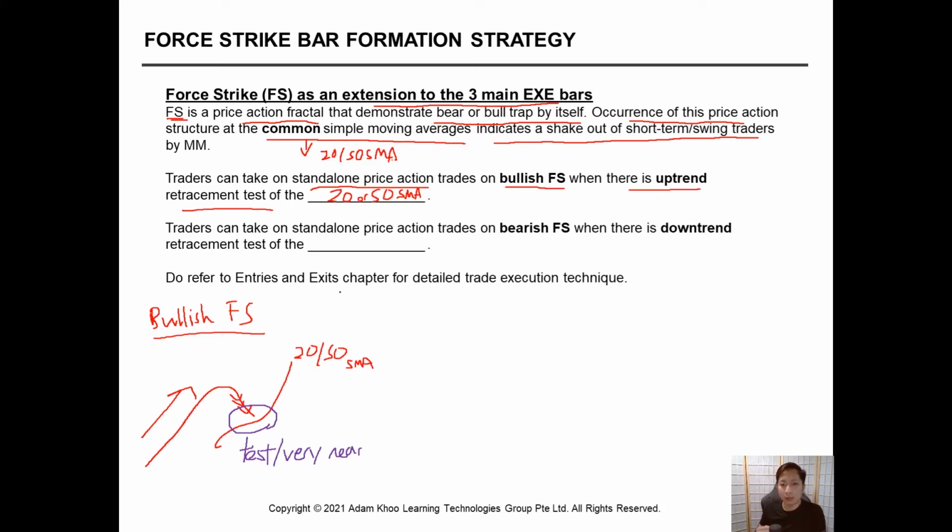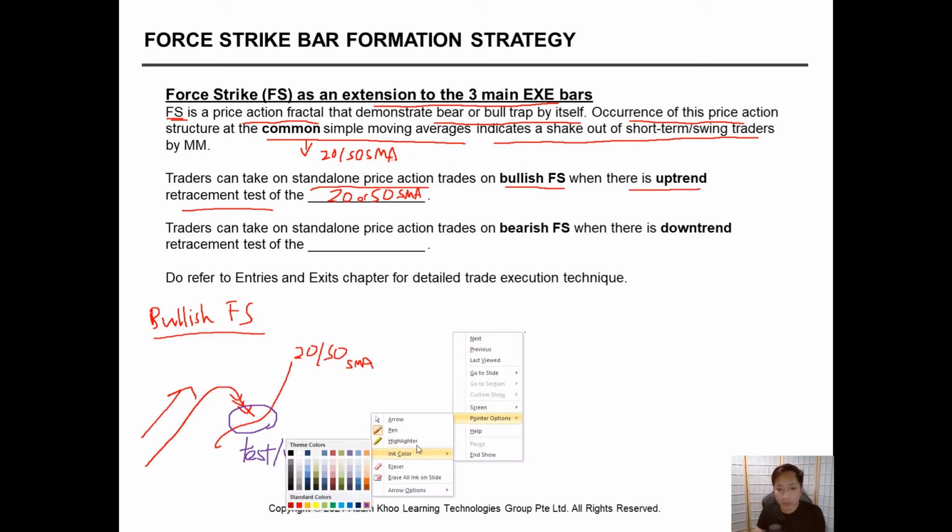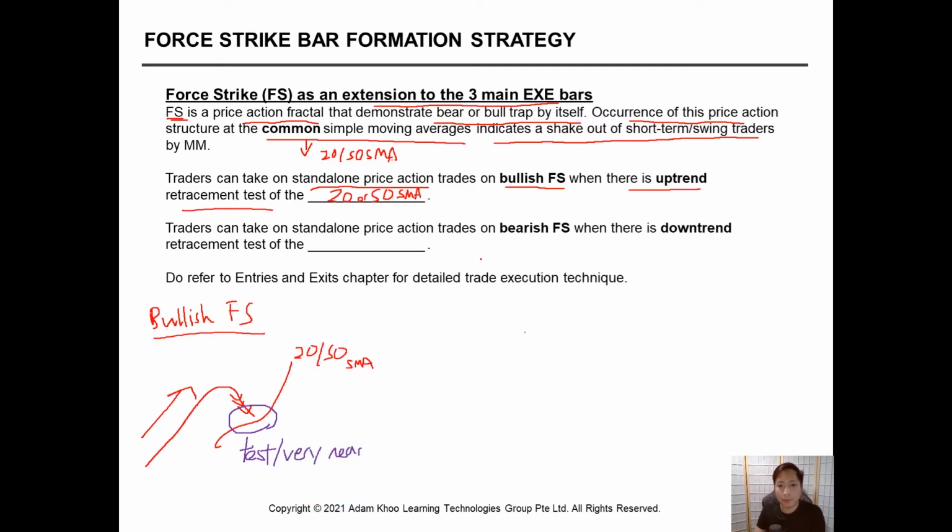Okay, so you never know. So as long as you have the price action right at the 20 or 50 SMA with a bullish FS, we say that it is executable. Executable means you can trade it. Understand? Okay. So next you have your bearish FS.